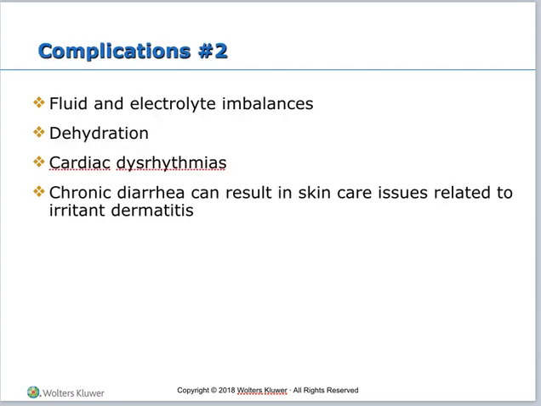What could go wrong? Well, the big thing is fluid and electrolyte imbalances, dehydration. That can cause cardiac dysrhythmias. And then lastly, on the prioritization is skin care. So our big concern is we're losing fluid, we're losing electrolytes, they're going to become dehydrated, and we need to fix those problems to prevent the cardiac dysrhythmias.